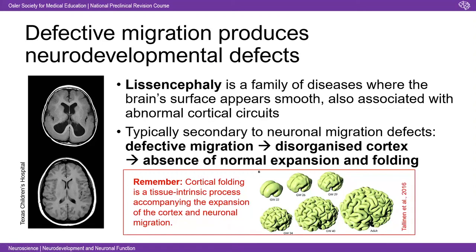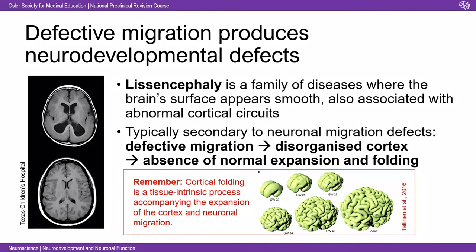So we've said that this migration of neurons is really important for the developing brain. And so therefore, we're obviously going to find a developmental defect where that doesn't happen. Lissencephaly describes a family of diseases associated with abnormal migration of neurons, and that results in the formation of a smooth brain.